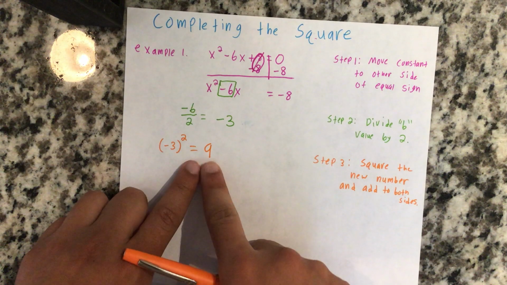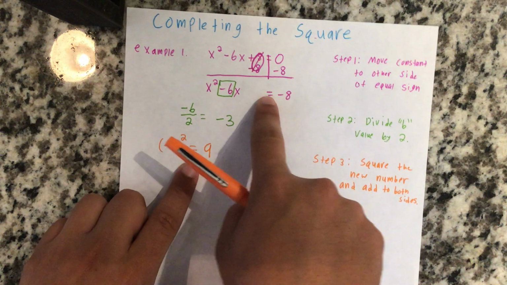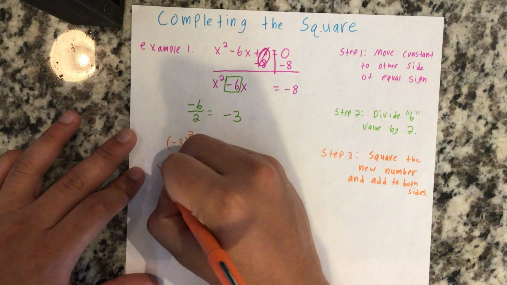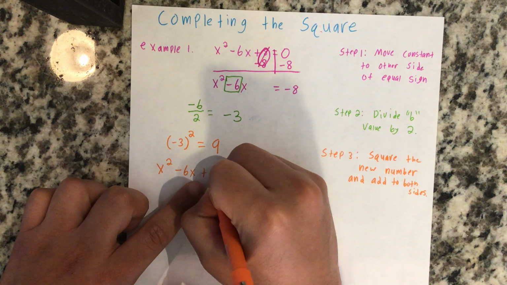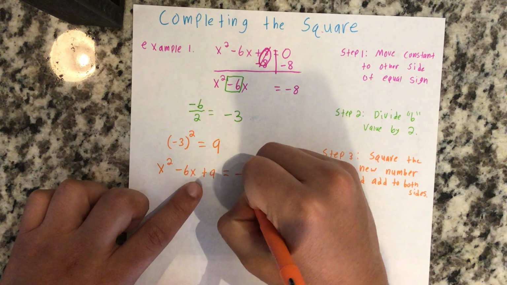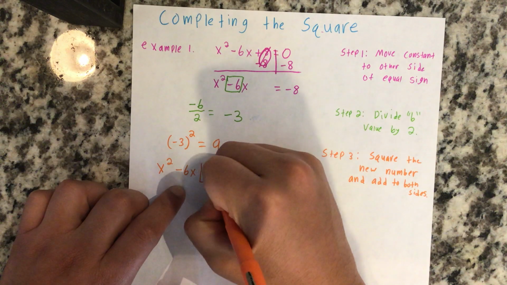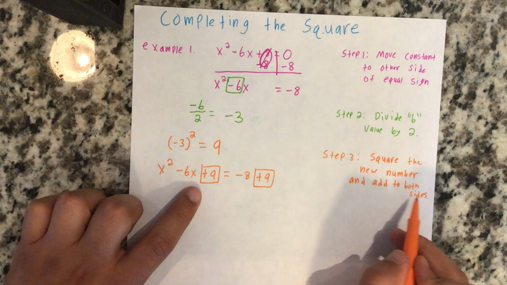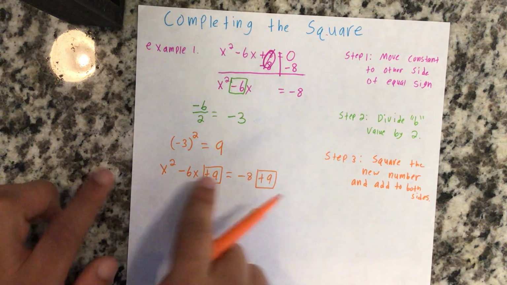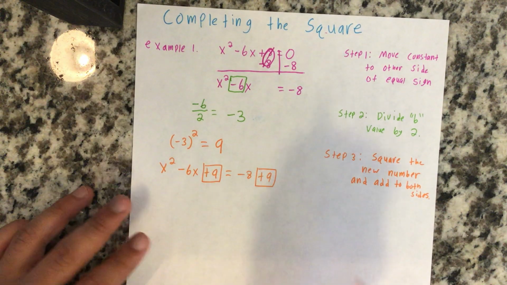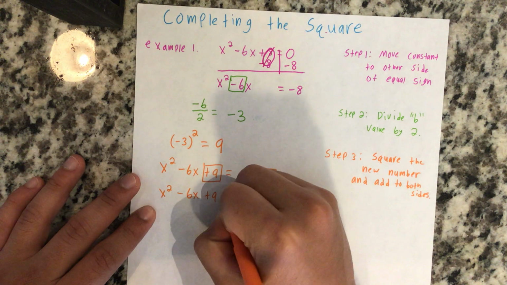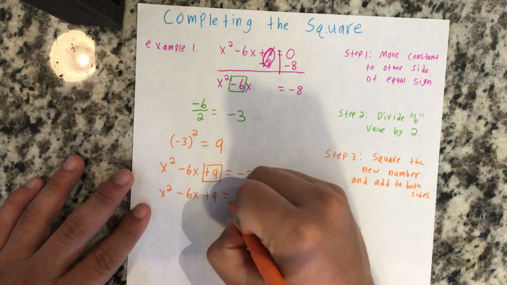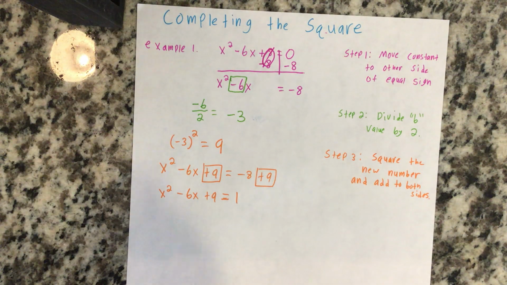And now I'm going to add this to both sides of this equation up here. So I'm going to rewrite that. I'm going to have x squared minus 6x, now onto the left side, plus 9 equals negative 8 plus 9, okay? So I added the plus 9 to both sides. Now we can combine some like terms here. We can combine the constants. So I get x squared minus 6x plus 9 equals negative 8 plus 9, which is 1. So that's step 3. Step 3 is done, okay?